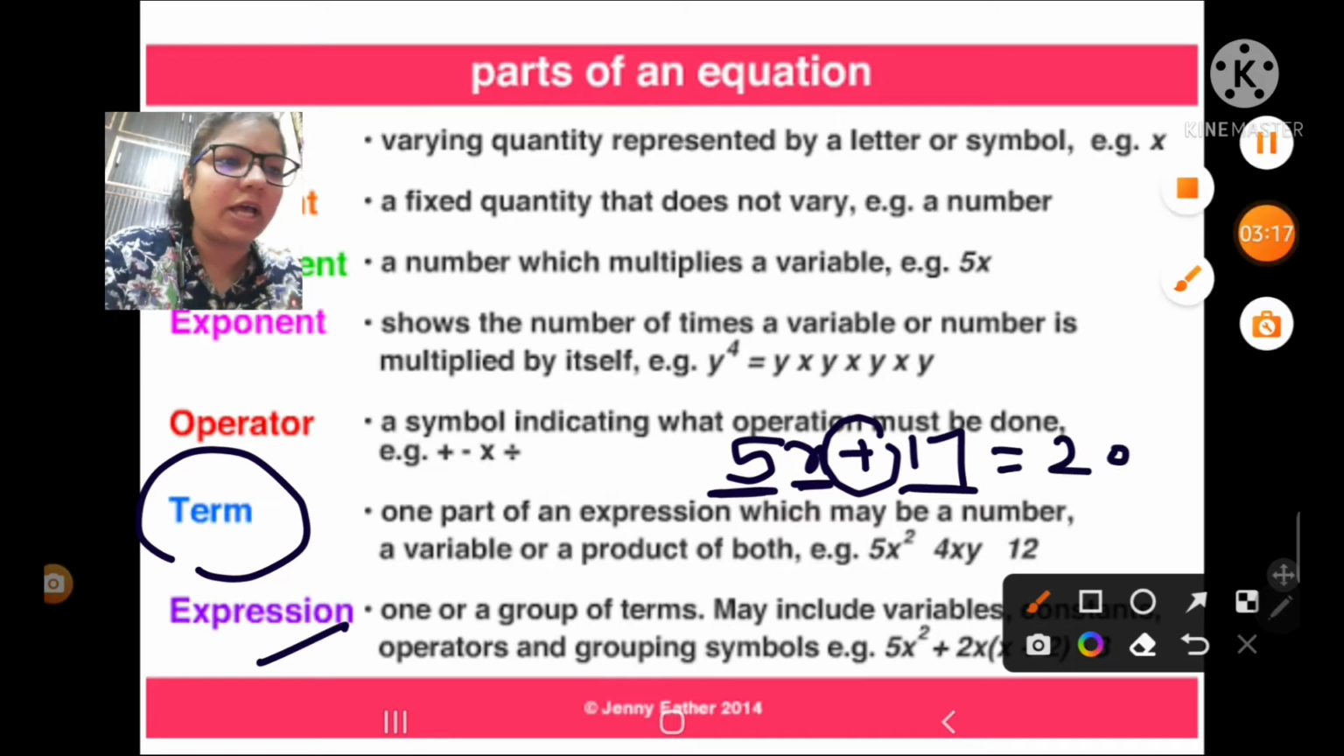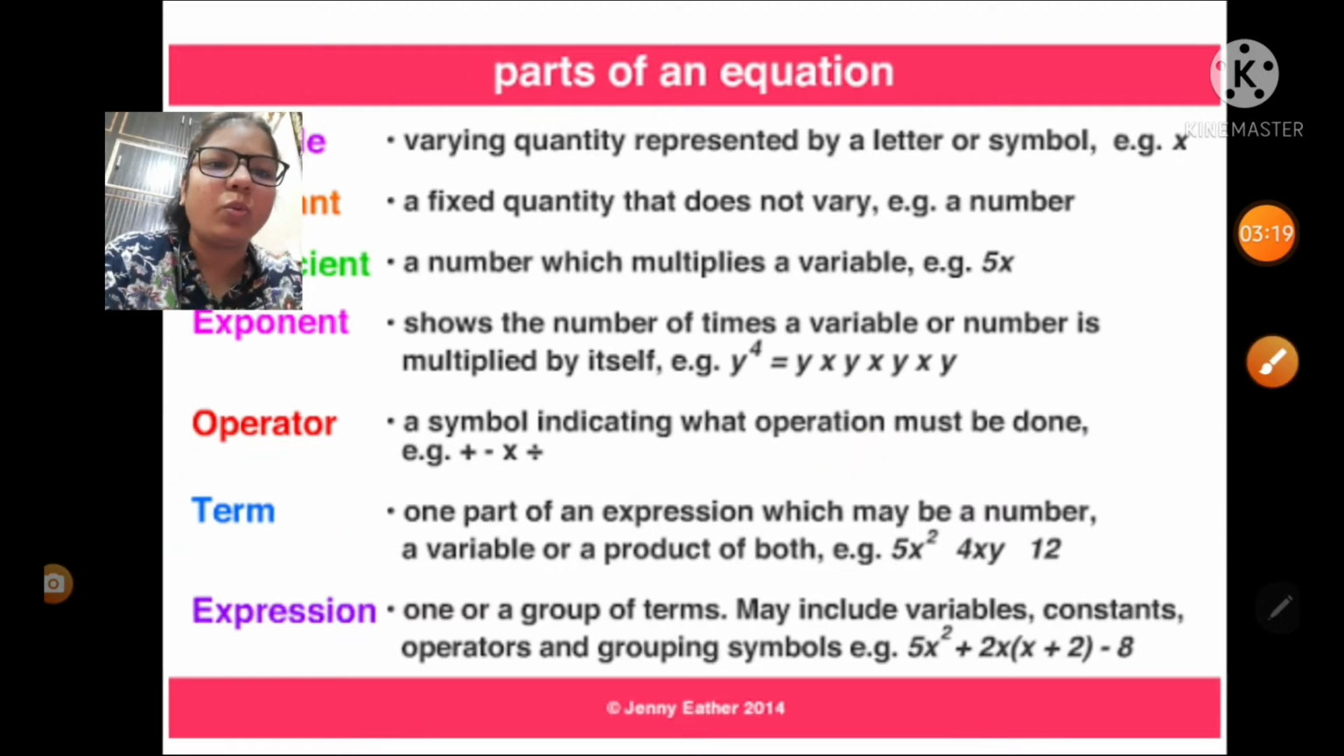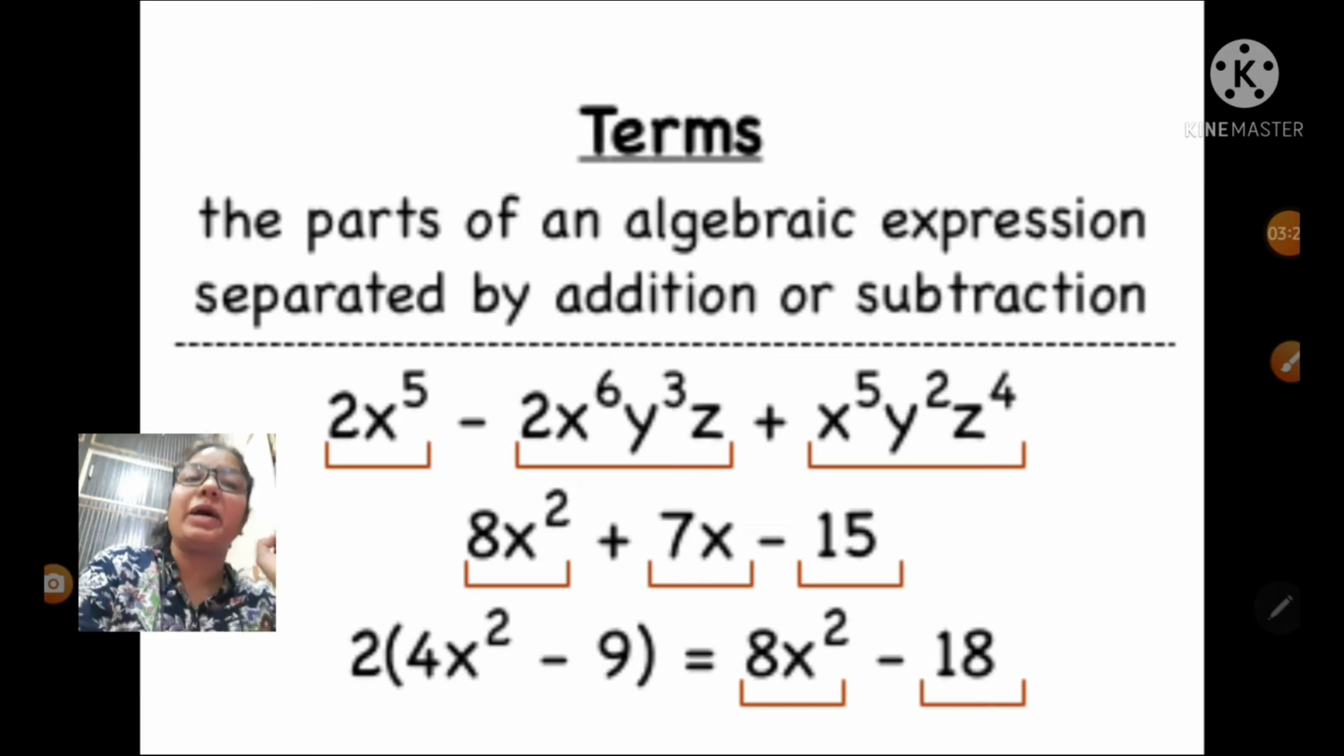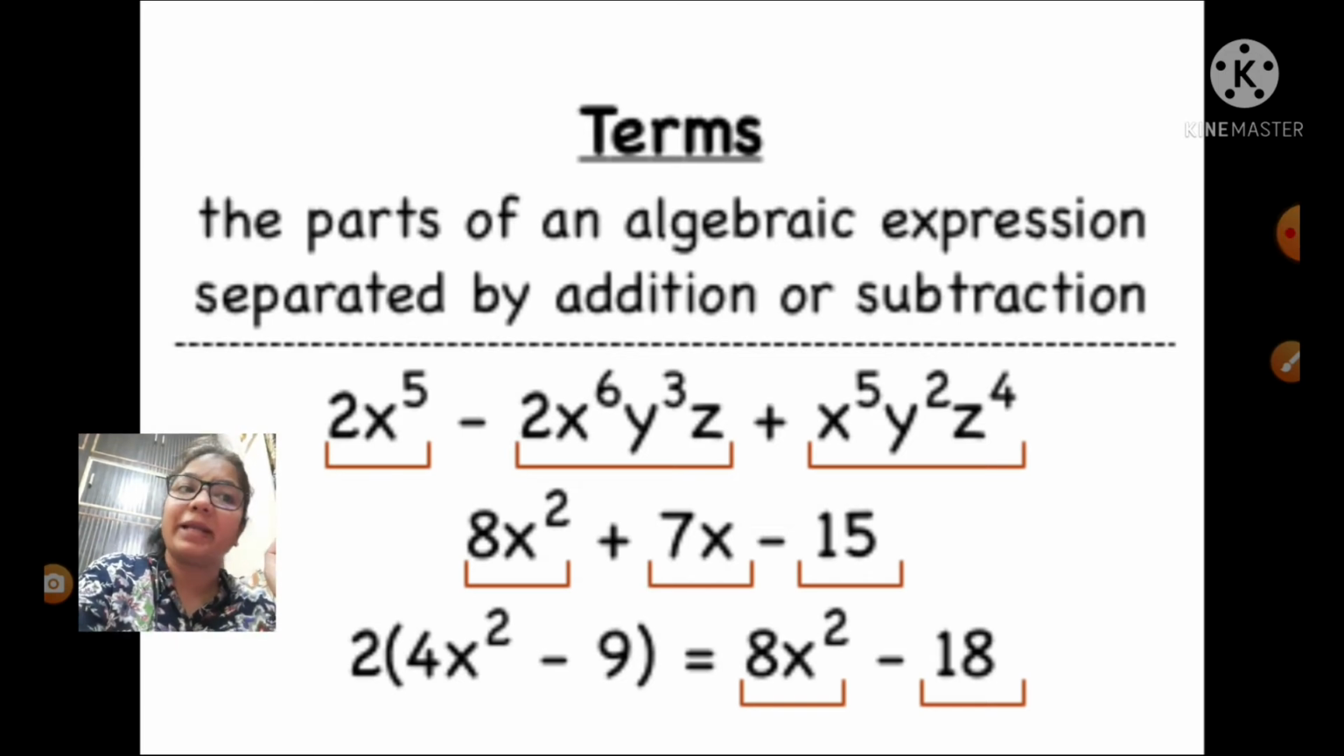So now let's know what these terms are. Terms are always separated by a plus or minus sign. The parts of an algebraic expression separated either by an addition sign or by a subtraction sign are terms.